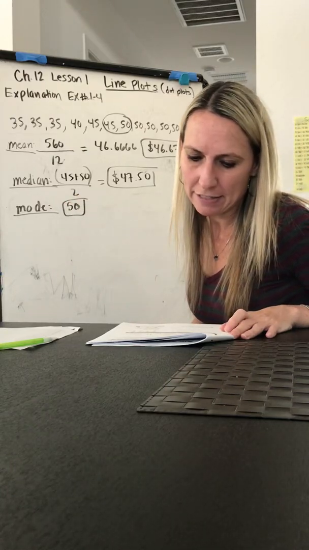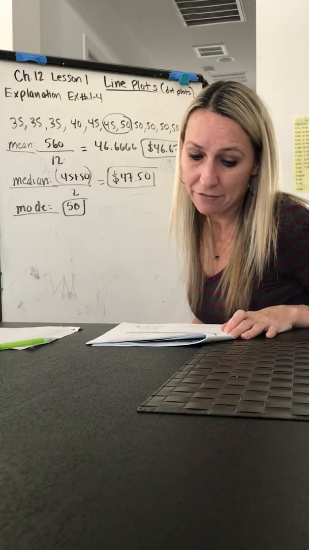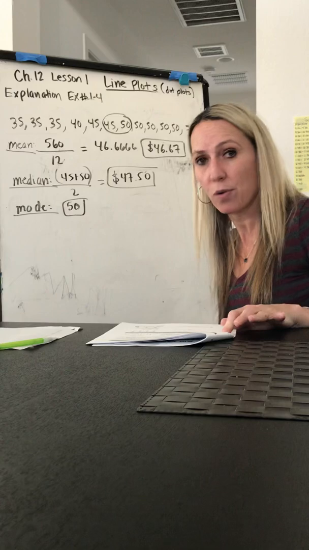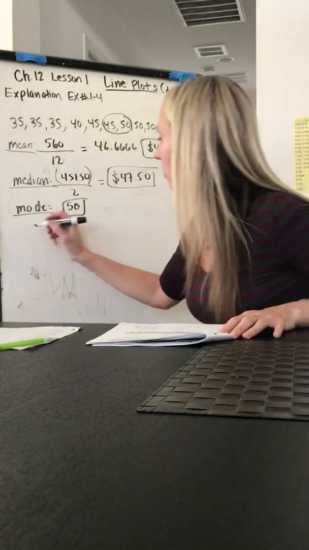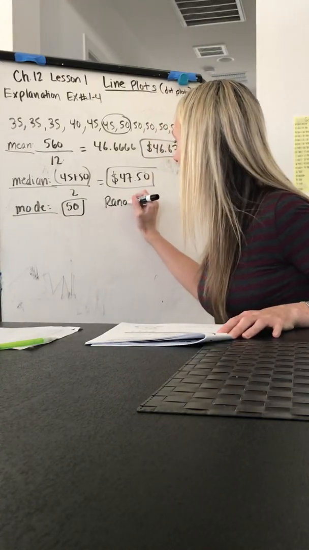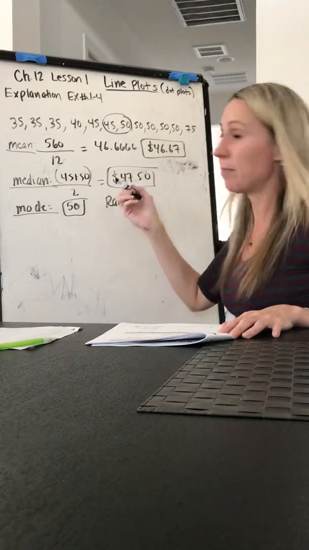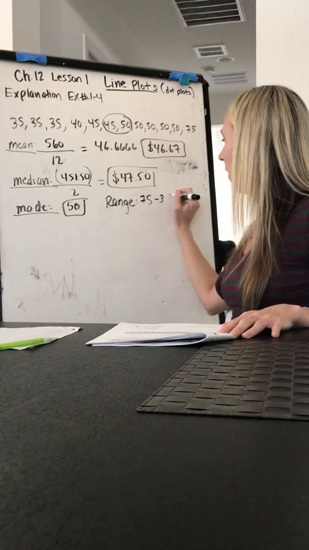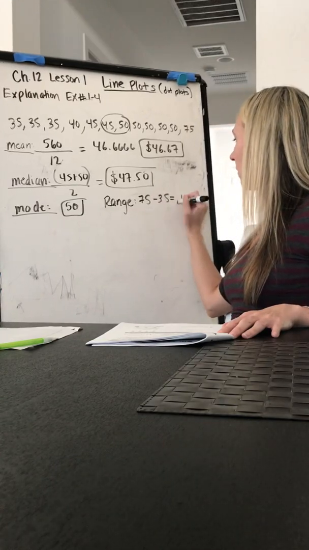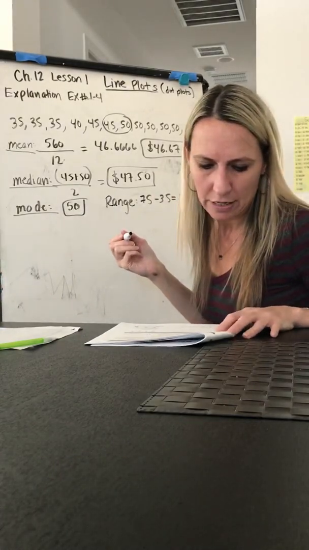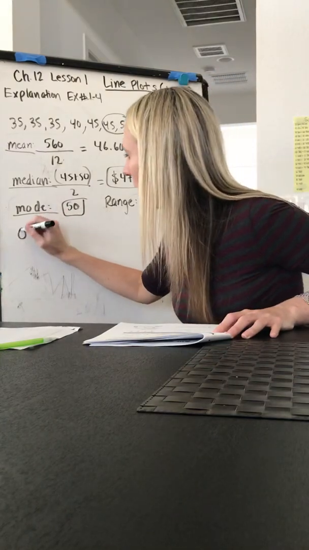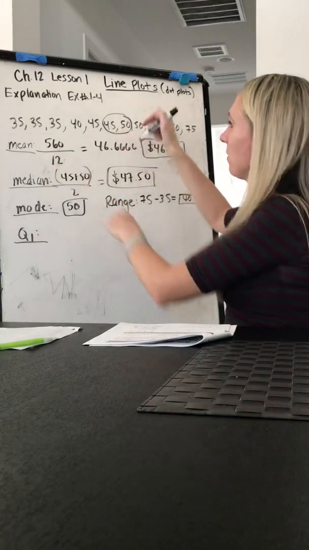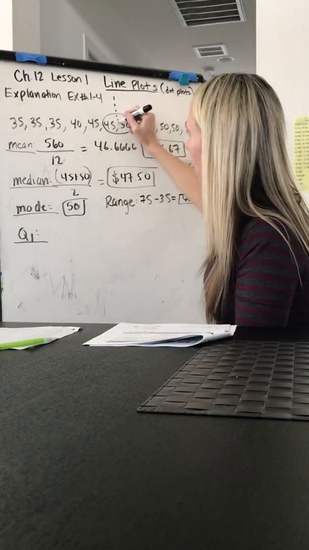And then it says, and variability. So for the variability, let's go through our range and our interquartile range. Our range is going to be the biggest number minus the smallest number. So it's going to be 75 minus 35, which is 40. That's our range.